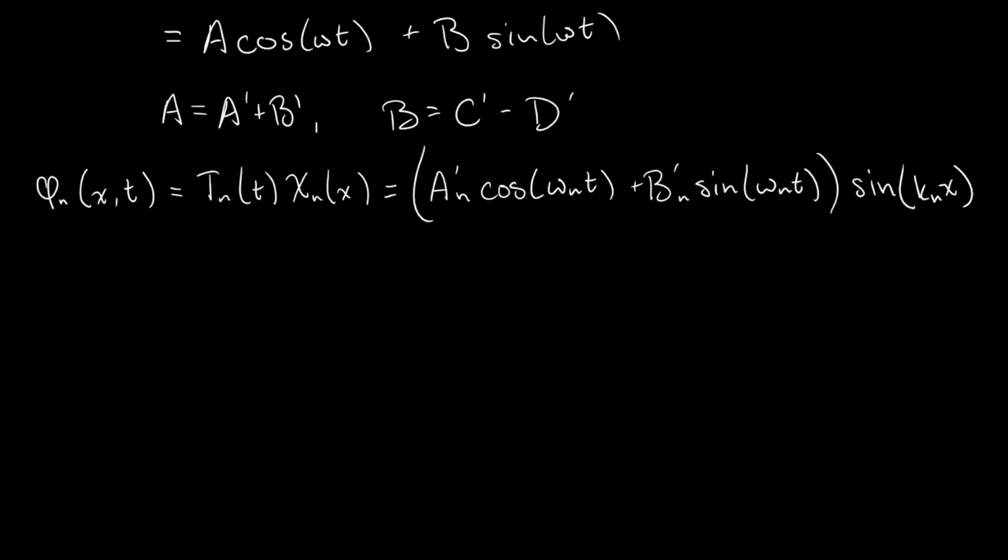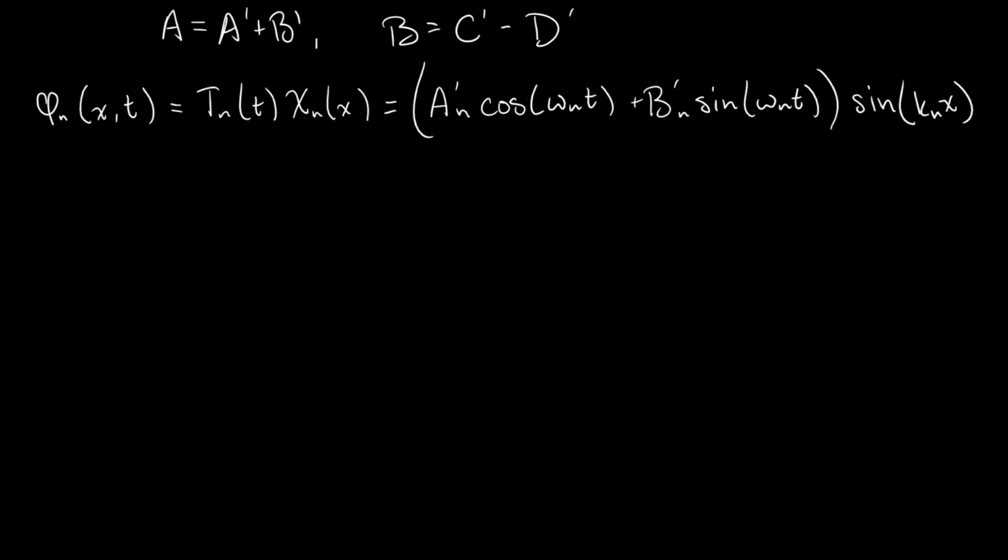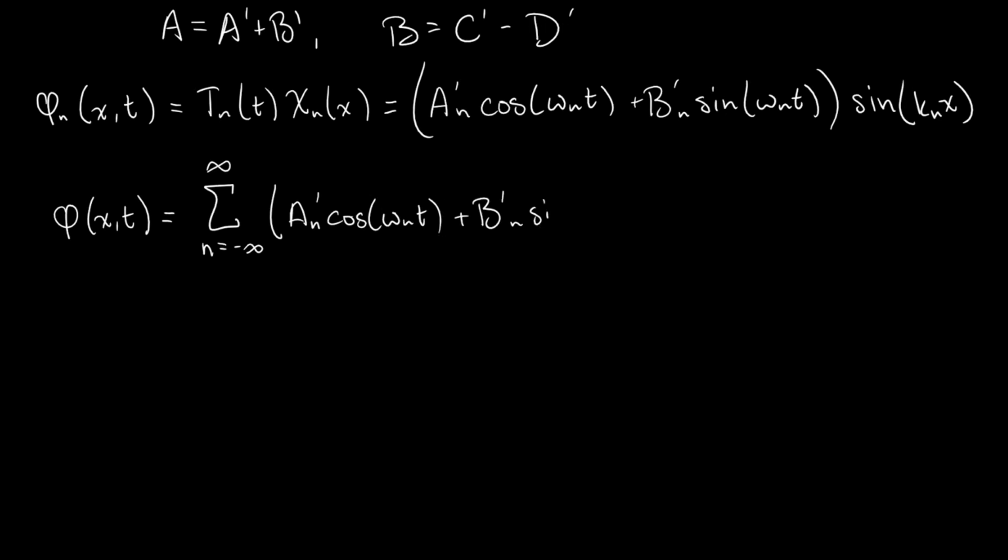And that's one of my normal modes. But to get a general solution to the wave equation, I have to sum over all of these normal modes. So my general solution is going to be given by phi of x, t. Sum, right now, we're going to say the sum goes from minus infinity to infinity. A sub n prime cosine omega n t plus b prime sine omega n t times sine k n x.